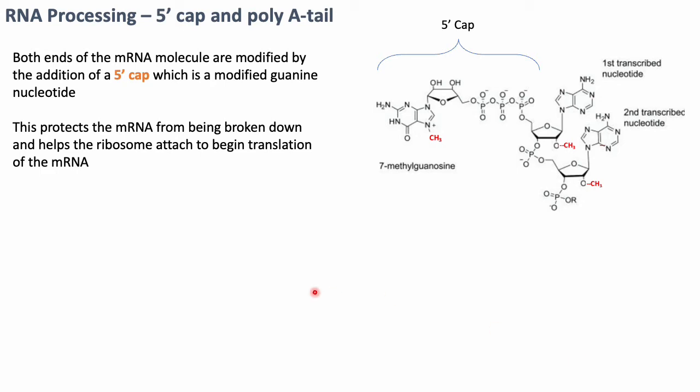Both ends of the messenger RNA molecule are modified by the addition of a 5' cap, which is a modified guanine nucleotide. So here we have the first transcribed nucleotide, the second transcribed nucleotide, but the 5' cap essentially consists of this 7-methyl guanosine, and this protects the messenger RNA from being broken down and helps the ribosome to attach to begin translation. So remember we had that special group which is found at the 5' end.